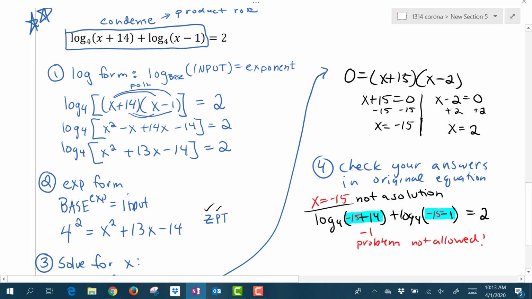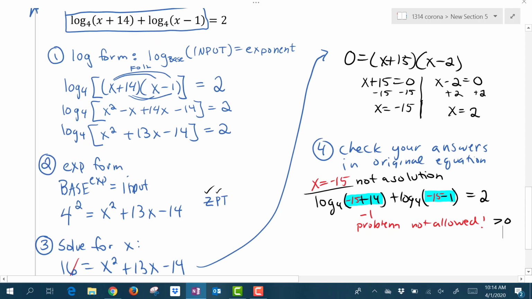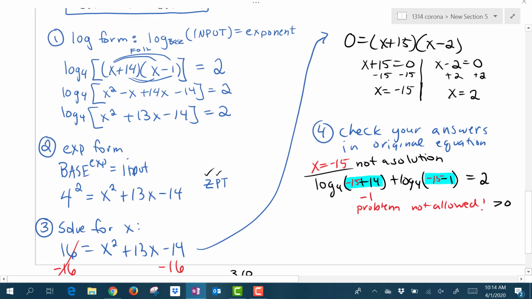Okay? If the input for any log comes out to be negative or 0, remember, our input has to be greater than 0. If it turns out to be negative or 0, then it is not allowed. Whatever x value we have cannot make any of those inputs turn out to be less than 0. Okay. Last one, let's check x equals 2.